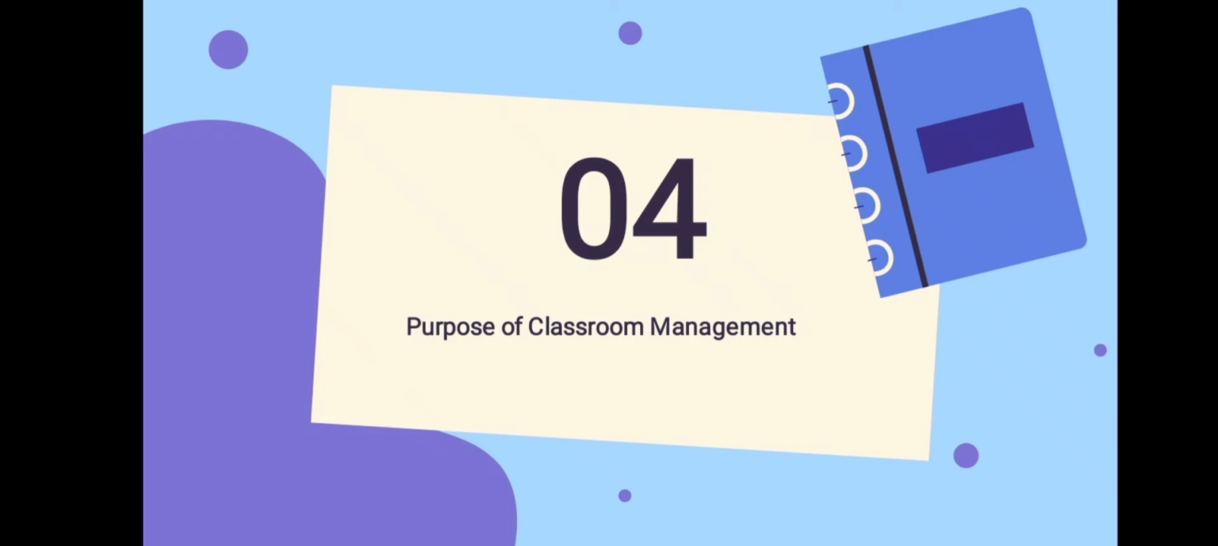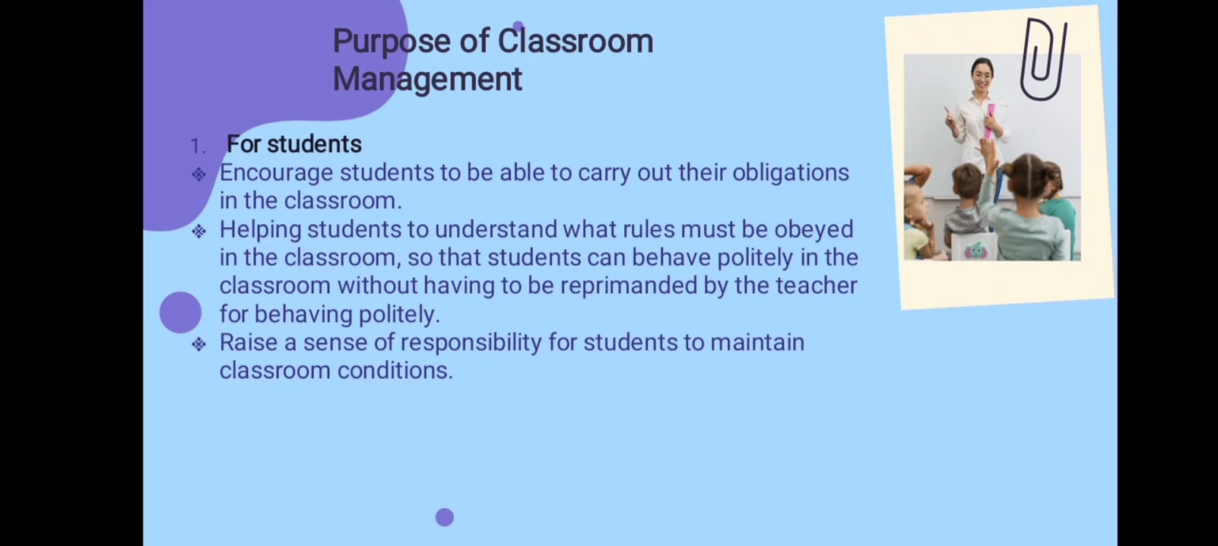Next is the purpose of classroom management. As we know, classroom management has 2 purposes. The first is for students, and it includes 3 points. First point is to encourage students to be able to carry out their obligations in the classroom. Second point is helping students understand what rules must be obeyed in the classroom so that students can behave politely without having to be reprimanded by the teacher. And the last one is to raise a sense of responsibility in students to maintain classroom conditions.